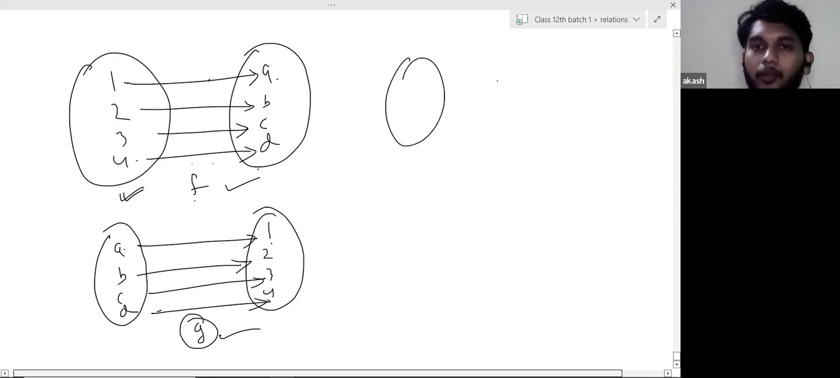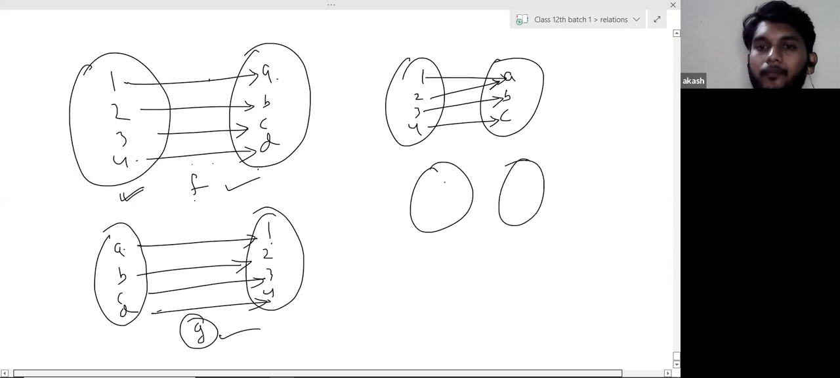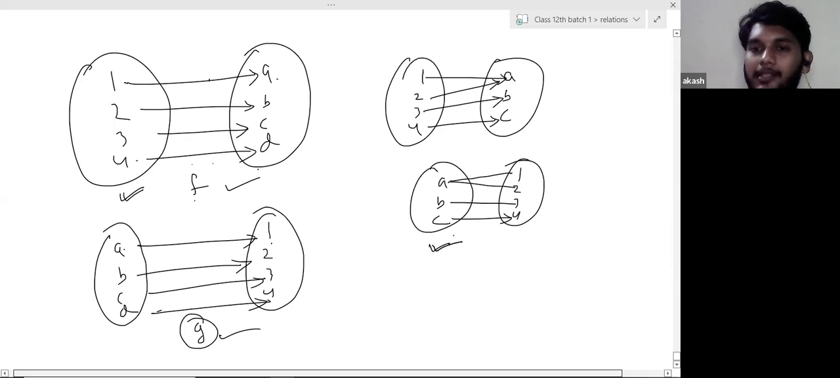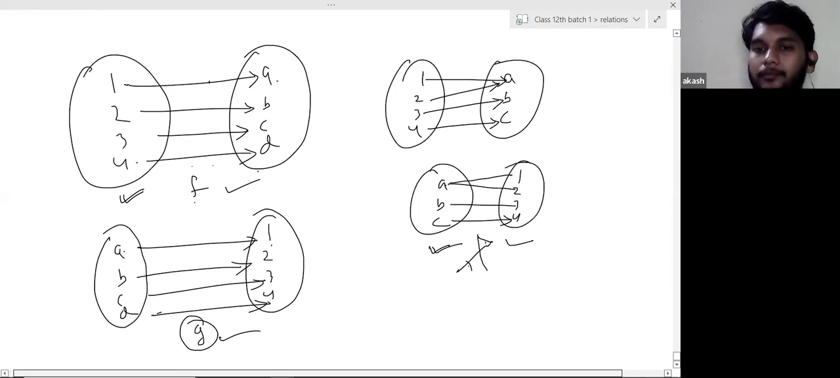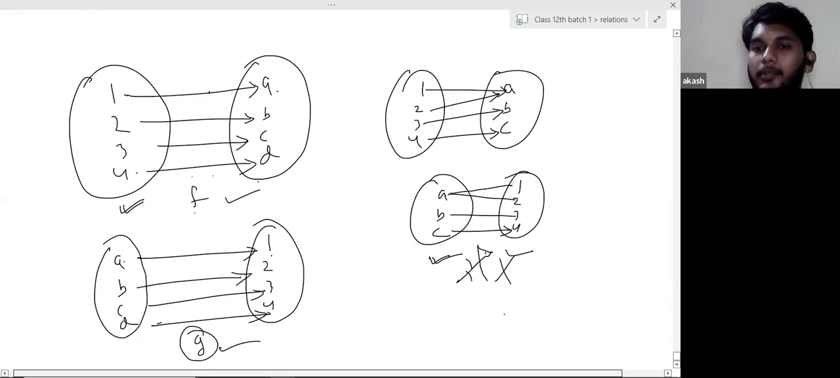But suppose you do this for a many-one function: 1, 2, 3, 4, A, B, C. 1 is connected to A, 2 is connected to A. If we inverse this, A, B, C, 1, 2, 3, 4, A will be connected to 1 and 2. So in here, this becomes the set of all sons and this becomes the set of all fathers. So A has 2 fathers. That is wrong, right? In society, this is not possible. That is why the function must be one-one and onto.